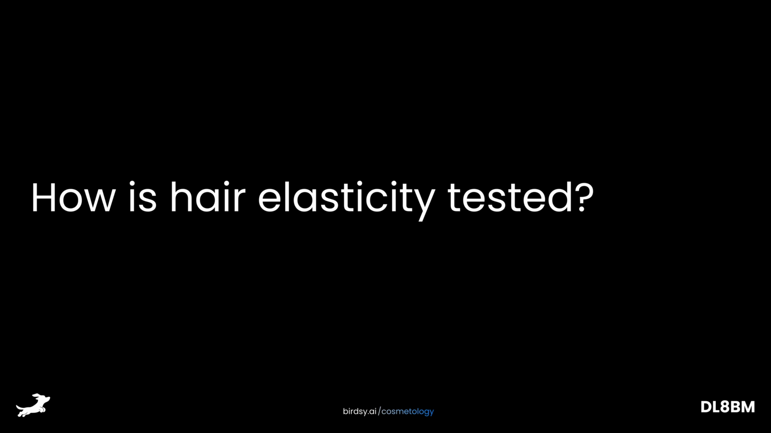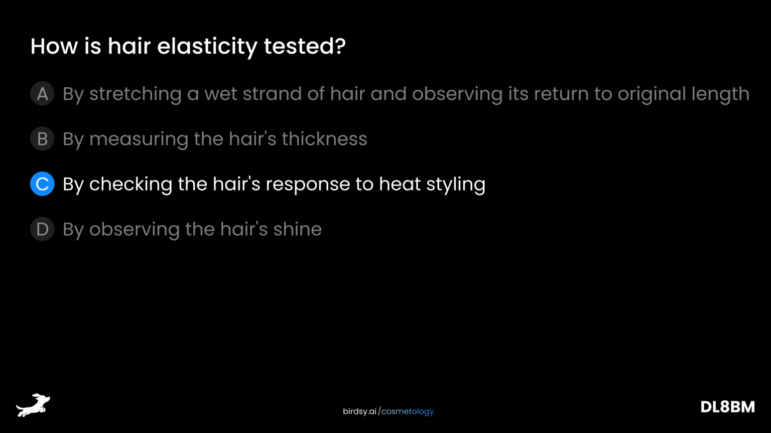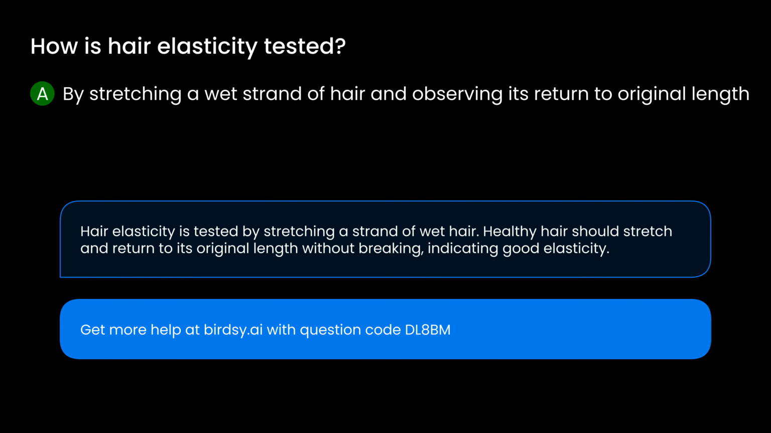How is hair elasticity tested? Is it A, by stretching a wet strand of hair and observing its return to original length? B, by measuring the hair's thickness? C, by checking the hair's response to heat styling? Or D, by observing the hair's shine? The answer is A, by stretching a wet strand of hair and observing its return to original length. Hair elasticity is tested by stretching a strand of wet hair. Healthy hair should stretch and return to its original length without breaking, indicating good elasticity.